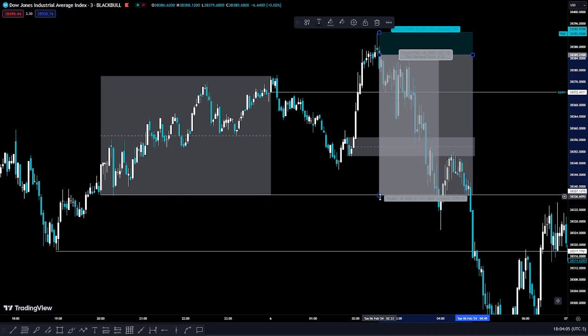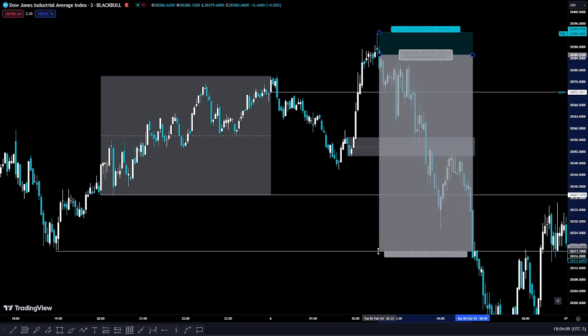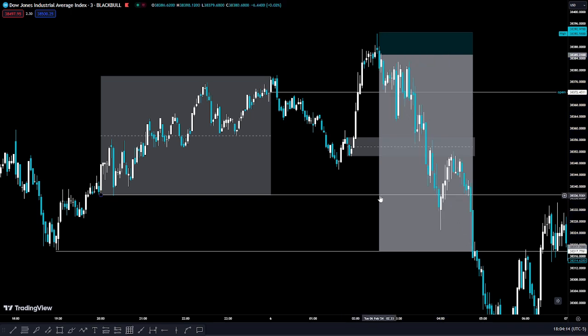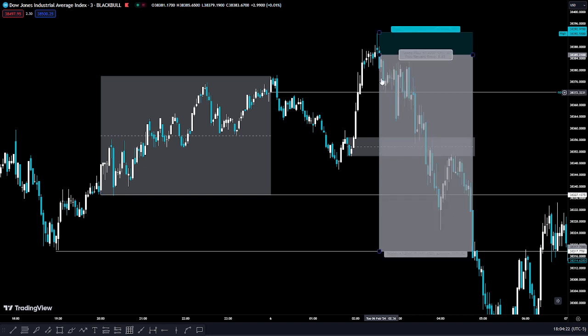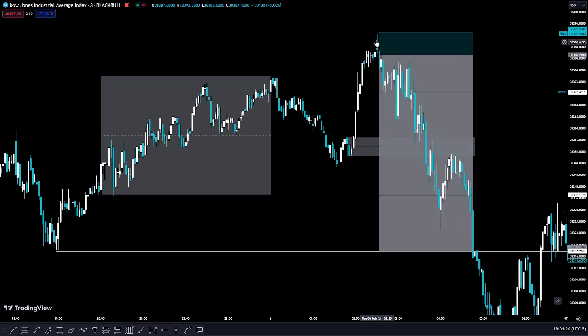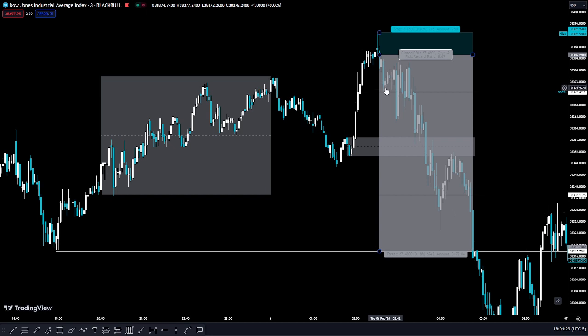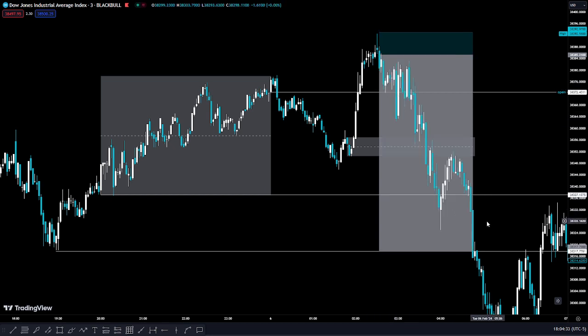But what I do is take partials off. So when price gets to this level, which should be your initial take profit area, I take off like 80%, 70% of the trade. Then I move my stop loss to break even. So now I'm running for free. Then I just set the take profit to this.